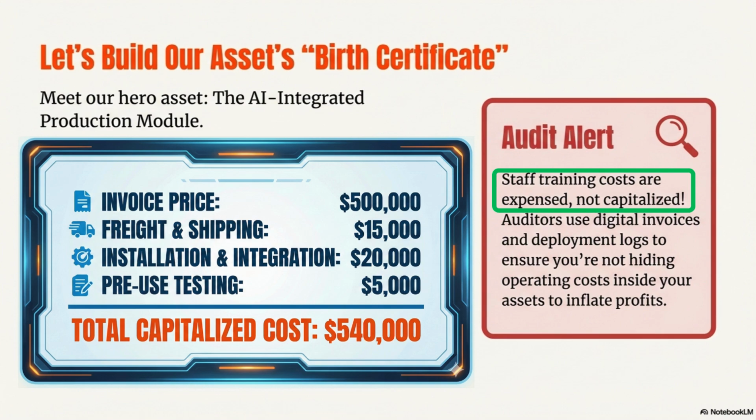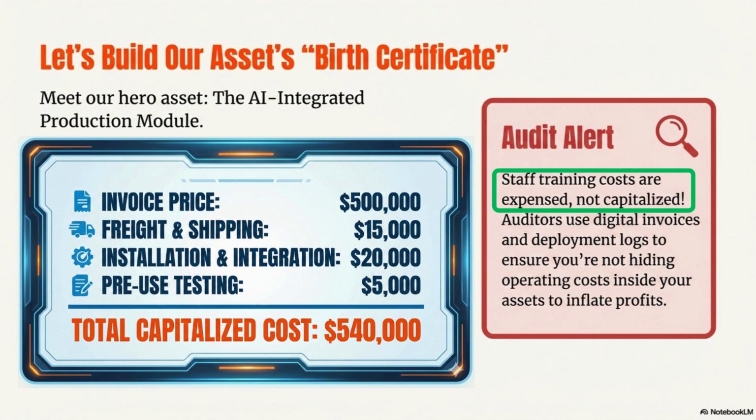Exactly. So if the initial cost was $500,000 and we add, say, $15,000 for freight and another $25,000 for installation and testing, then the total capitalized cost for that asset is actually $540,000. And that higher number becomes your starting line for depreciation.